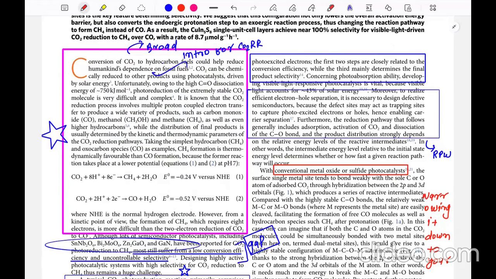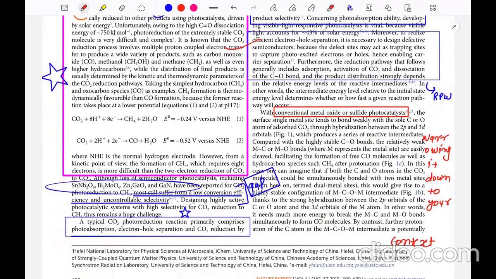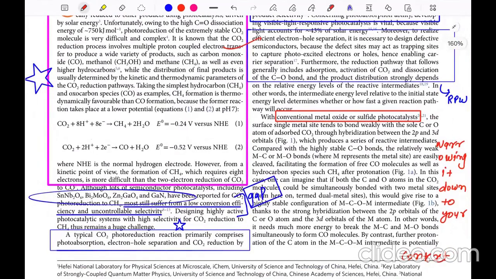First, CO2RR involves multiple proton coupled electron transfer processes, and it produces a variety of products like carbon monoxide, methanol, methane, formic acid, and other products, and higher hydrocarbons also. The distribution of the final product is usually determined by the kinetic and thermodynamic parameters of the CO2 reduction pathway.